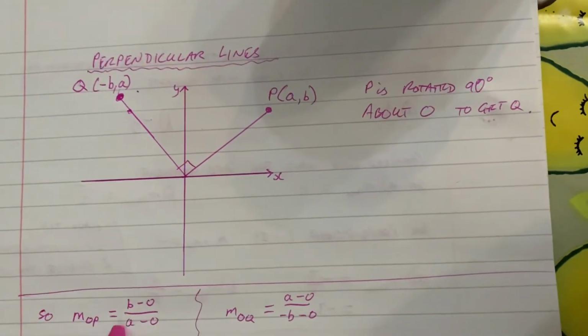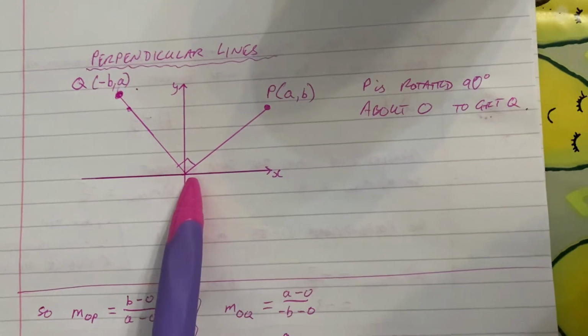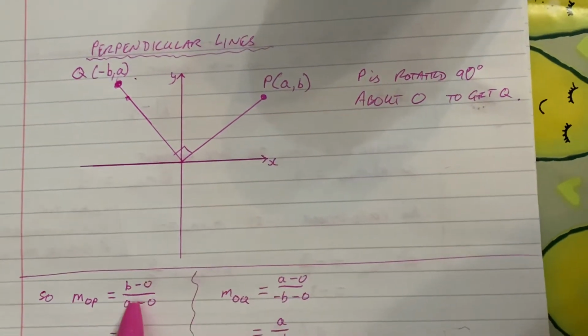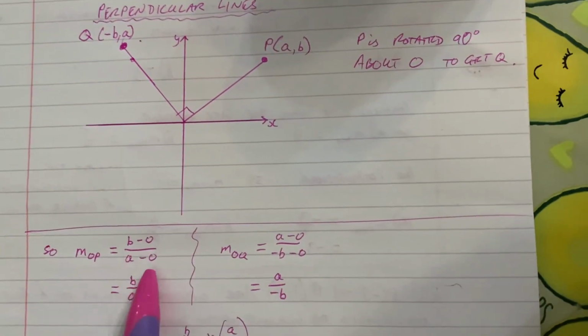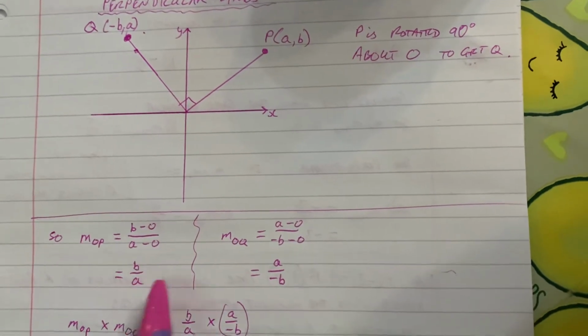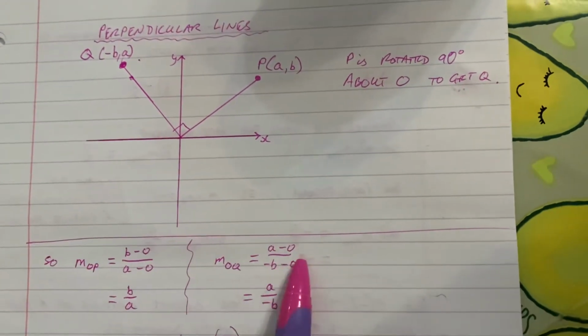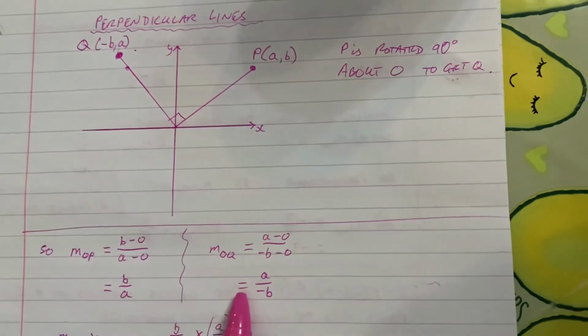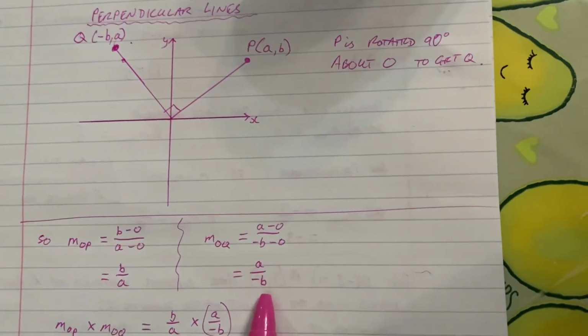So the gradient OP is B minus 0 over A minus 0. Y2 minus Y1 over X2 minus X1, so we get B over A. For this one, we get A minus 0 over negative B minus 0. So we get A over negative B.